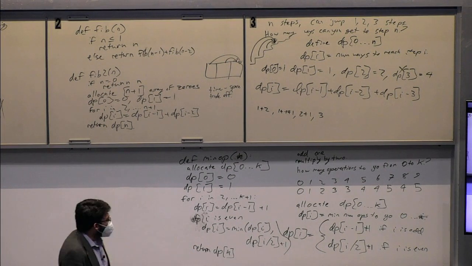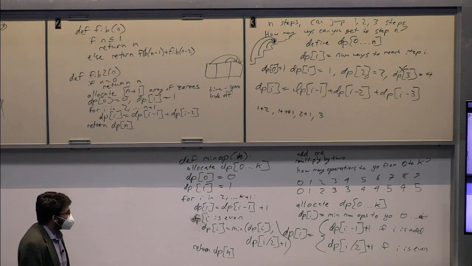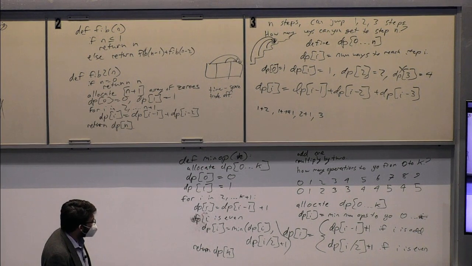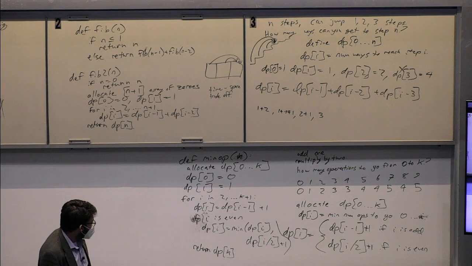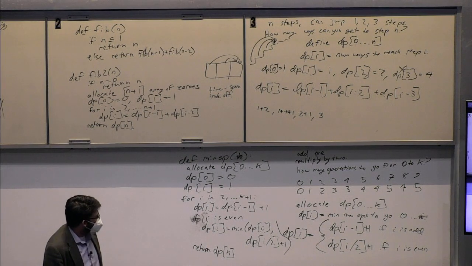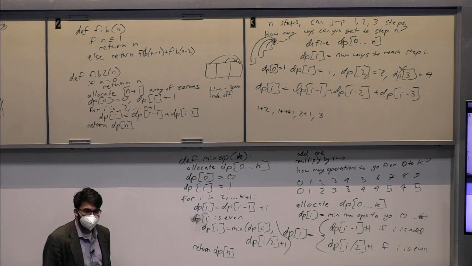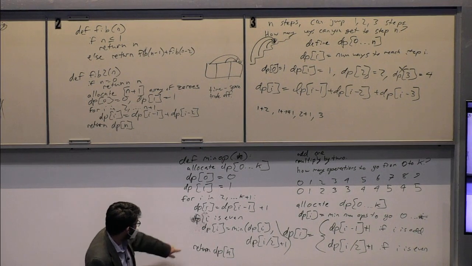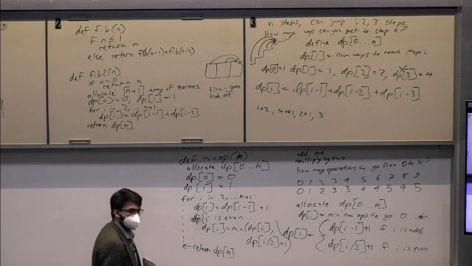What's the runtime of the implementation? It takes linear time to allocate the array. It takes linear time to loop over it and do this recurrence. So linear time, compute a min. Usually it's trivial to analyze the runtime of that. No, the return is not even in the for loop. Sorry.